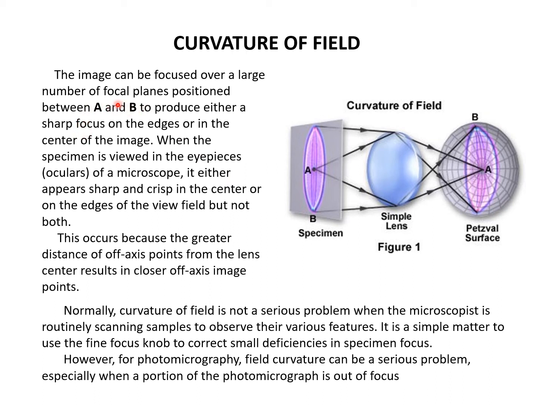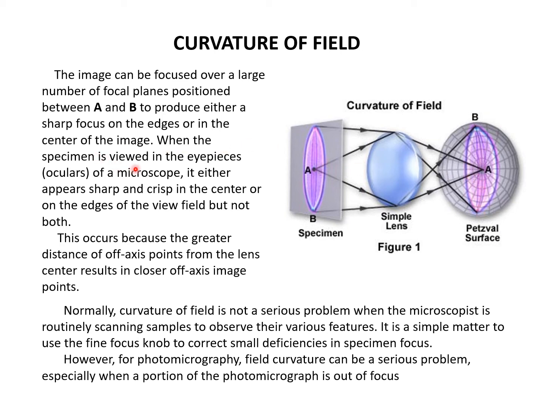Now, the image can be focused over a large number of focal planes positioned between A and B to produce either a sharp focus on the edges or in the central image. So, this is the image corresponding to the central portion A, and the image corresponding to the vertex is here. So, from A to B, there are a large number of zones. That means the image formed becomes defective.